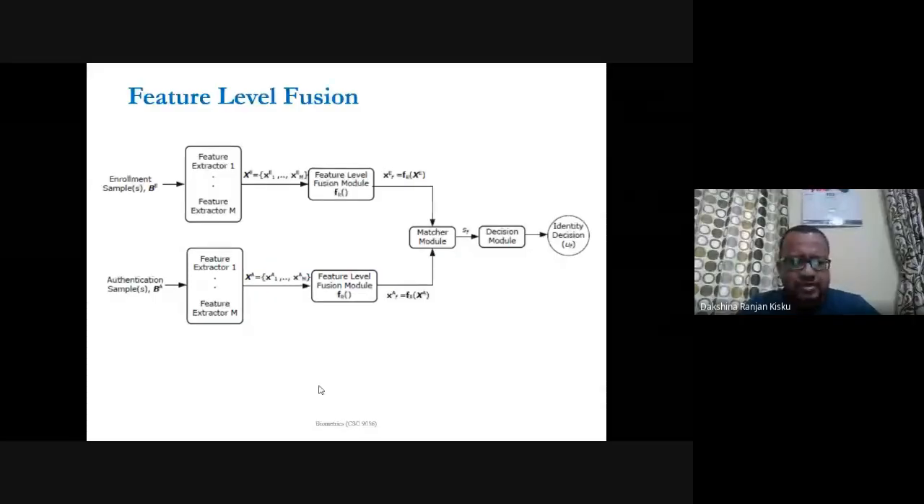In the authentication subsystem, the consolidated feature set from the feature level fusion module goes to the matcher module. In the matcher module we compare two consolidated feature sets, which are obtained from the enrollment subsystem and the authentication subsystem. We get the distance between these two consolidated feature sets, and this distance is compared with the threshold in the decision module, which then takes the decision.